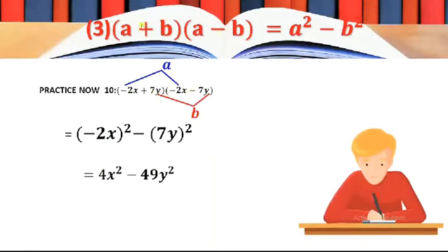Just like this, the product of a plus b into a minus b gives the difference of two perfect squares. Now we have to write the difference of two perfect squares, so a square minus b square. Then when we take the square of minus 2 we get 4, and the square of x gives x square. The square of 7 is 49 and the square of y is y square. I hope it will be very easy.